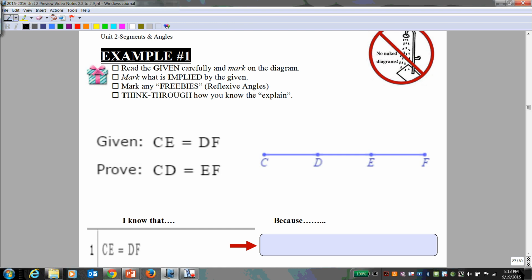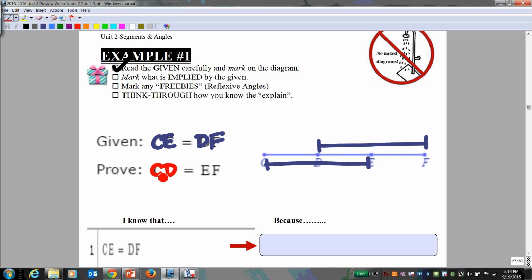So another example. We read our given, and we mark it on the diagram. We read the fact that CE is of equal distance to DF. Choose a color. Now trace CE, which is of equal distance to DF. That's what we're given. We're trying to prove that, given this scenario, the segment C to D is of equal distance as E to F. That would be the red.